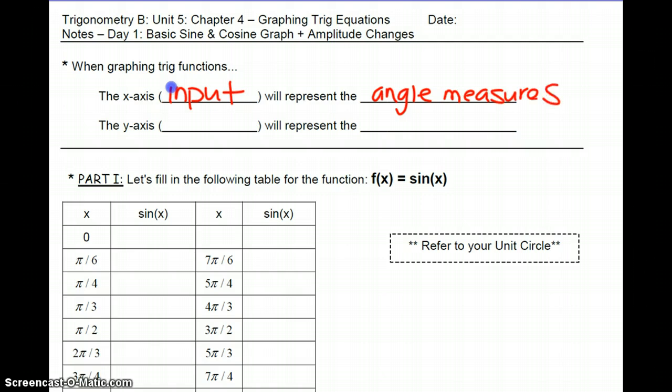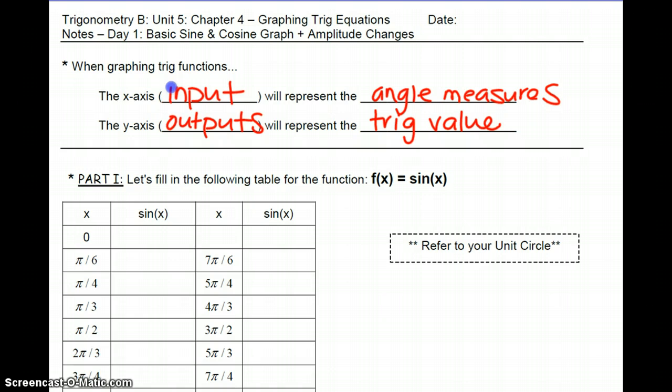When we solve the sine of x, we're solving the sine of 30 degrees, the cosine of pi over 2, or whatever it may be. So our y-axis is all of our outputs. What do we get out of this equation? So that represents the actual trig value, the trig value of that expression.